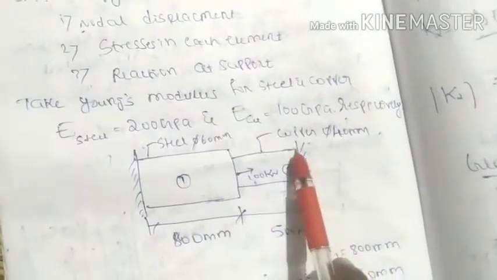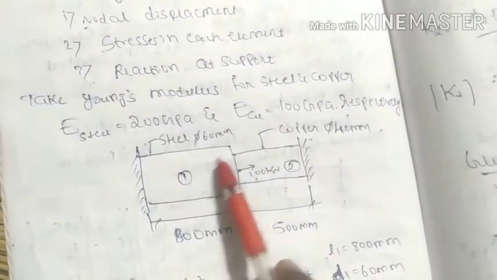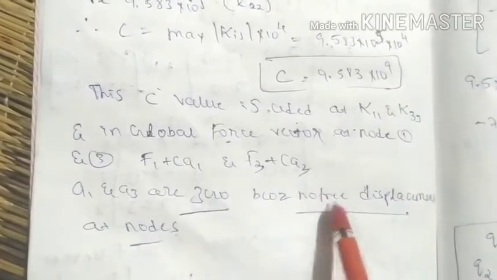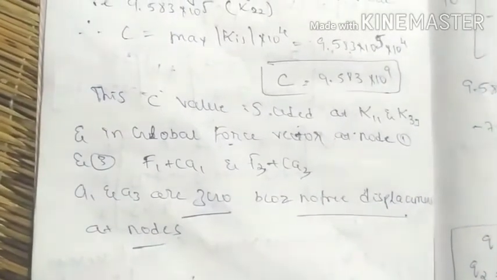Why? Because it is fixed. The bar is not freely moving, therefore a1 and a3 both become 0. Keep this in mind, this is very important. a1 and a3 are 0 because there is no free displacement at the nodes.